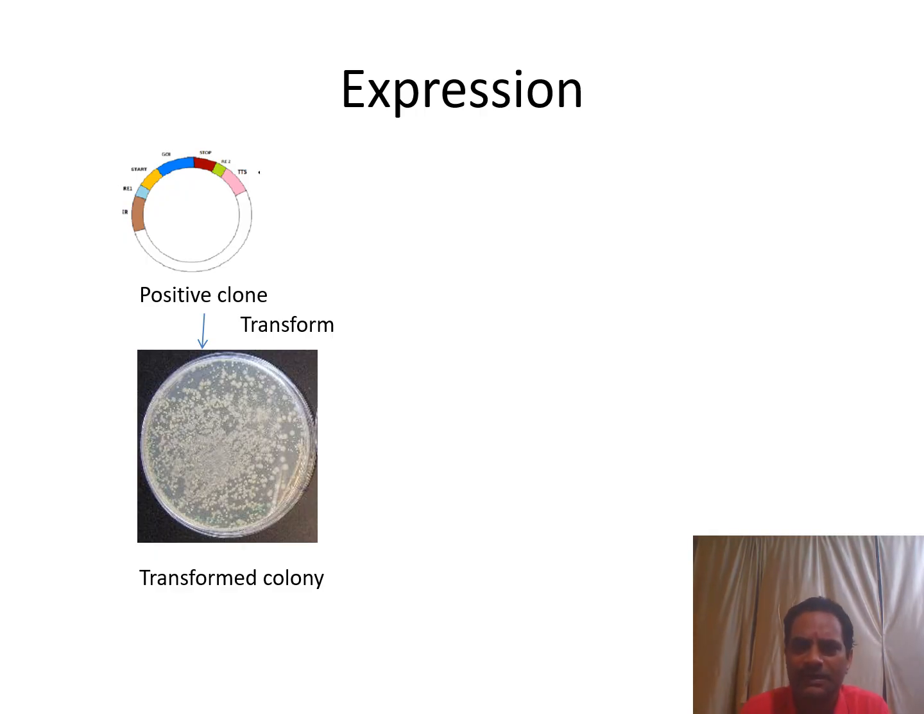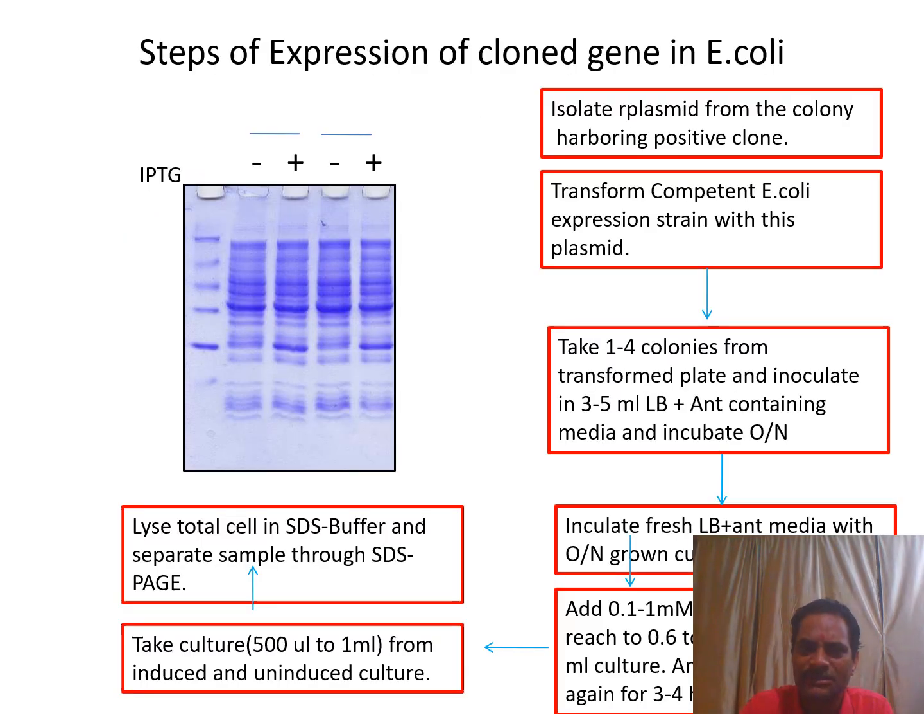As you know, we have to apply this step. What we do is isolate our positive clone from the E. coli cloning host, like DH5 alpha or DH10 beta, and then we transfer that recombinant vector, the positive clone, again into the E. coli expression host.